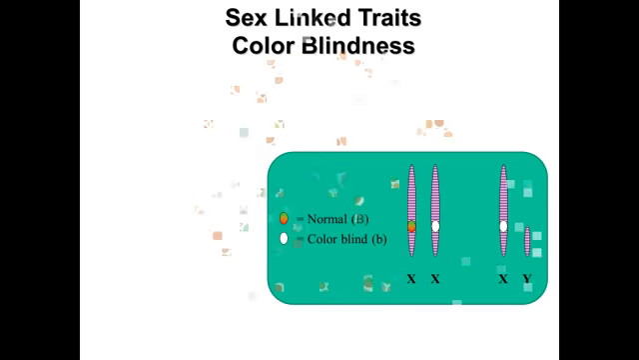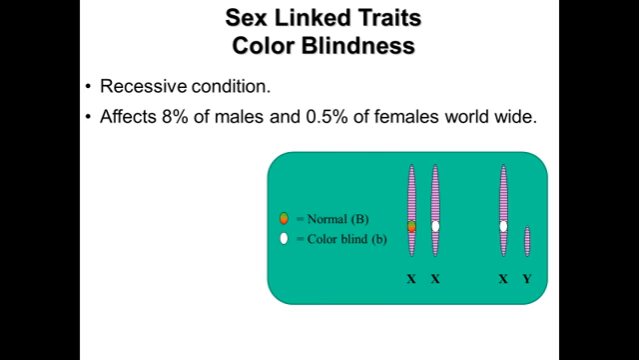And one of the more common forms of color blindness is an inherited red-green color blindness. It is a recessive condition. It affects about 8% of males and about 0.5% of females worldwide. The reason for the differences we will see very shortly as we go through this. So here we have a female that has two X chromosomes. The normal allele is a large B, right? And the colorblind allele is a small b.